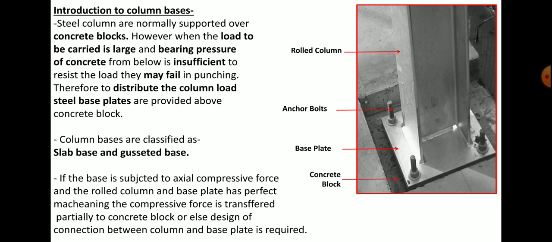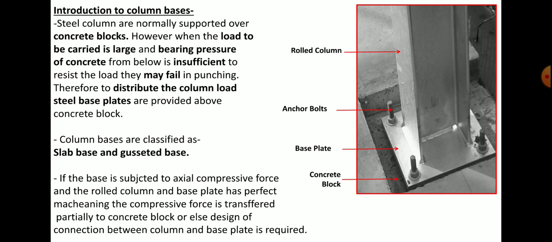Starting with the introduction to column bases, steel columns are normally supported over concrete blocks. However, when the load to be carried is large and the bearing pressure from the concrete below is insufficient to resist the load, these column sections may fail. In short, a punching type of failure may occur.